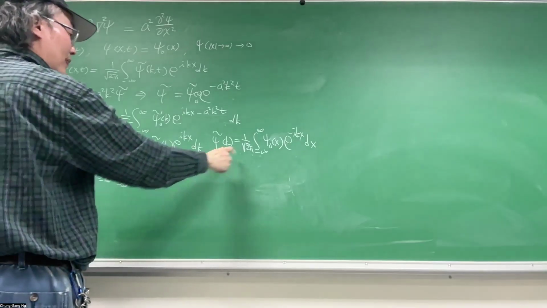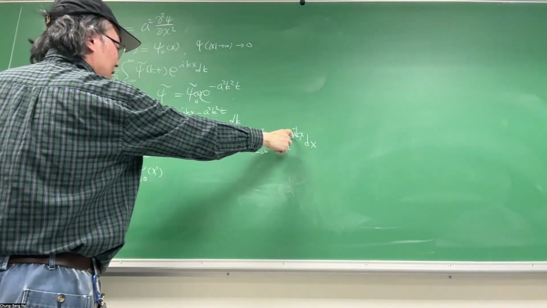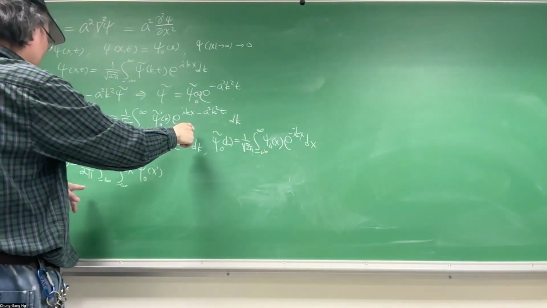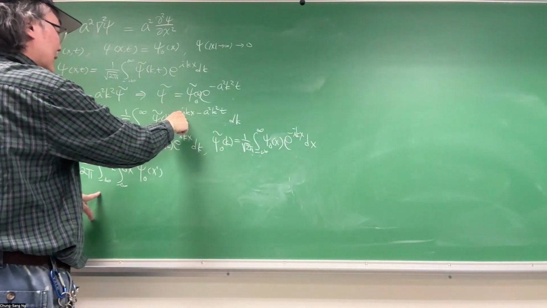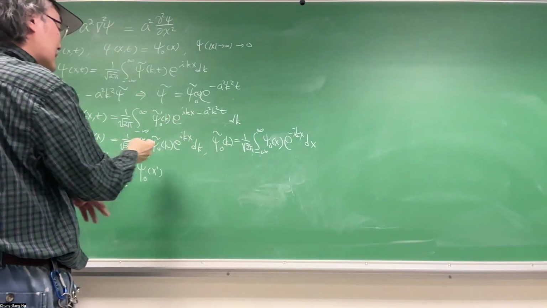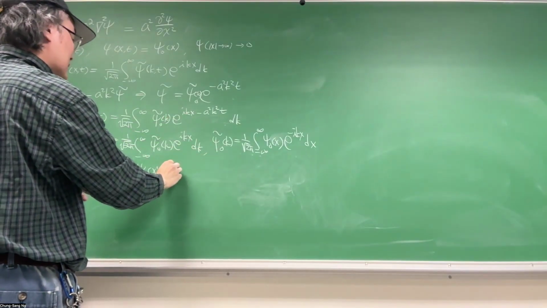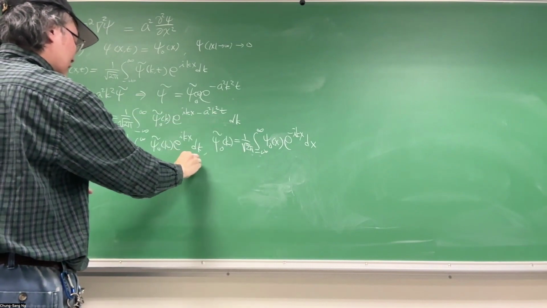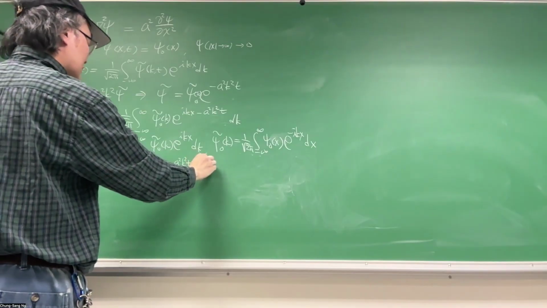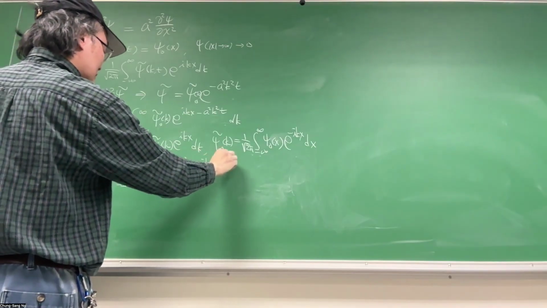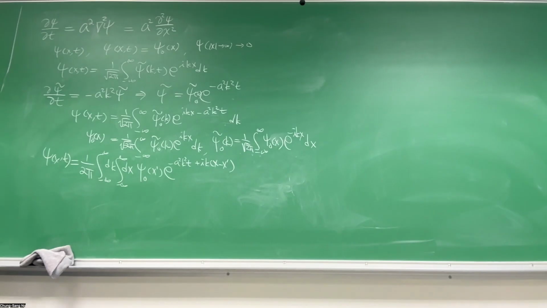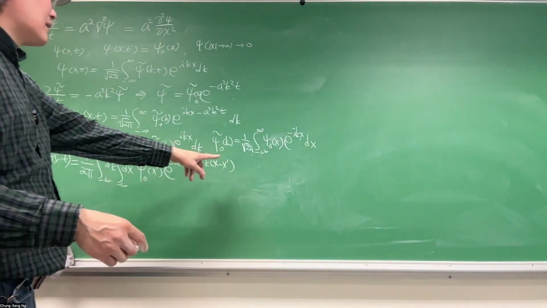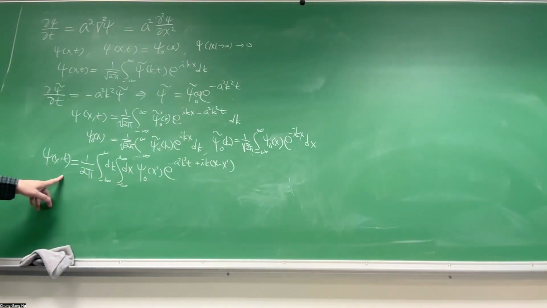And then this becomes e to the minus ikx prime. But then you have the e to the ikx, right? So you have e to the, you have this a squared k squared t factor, and then you have plus ik(x minus x prime). Okay, I think that's everything.